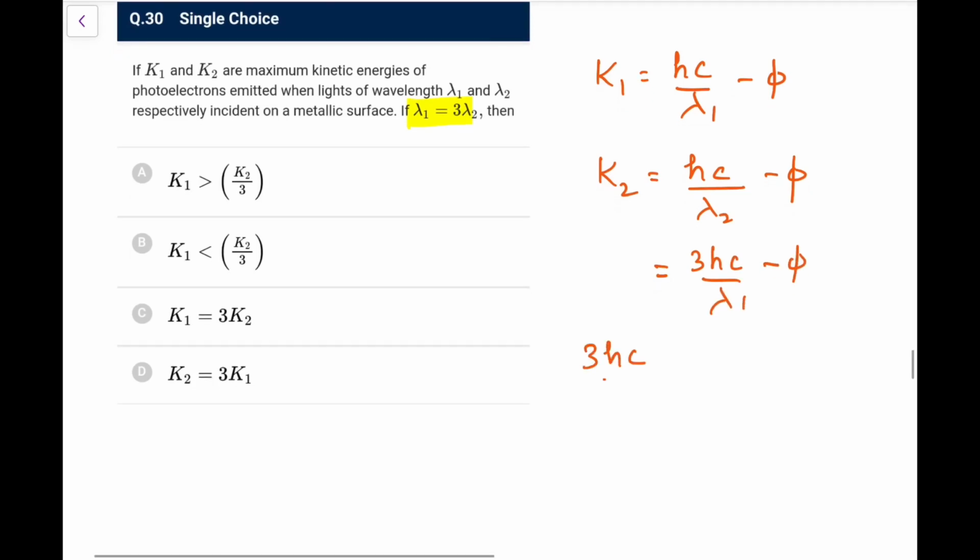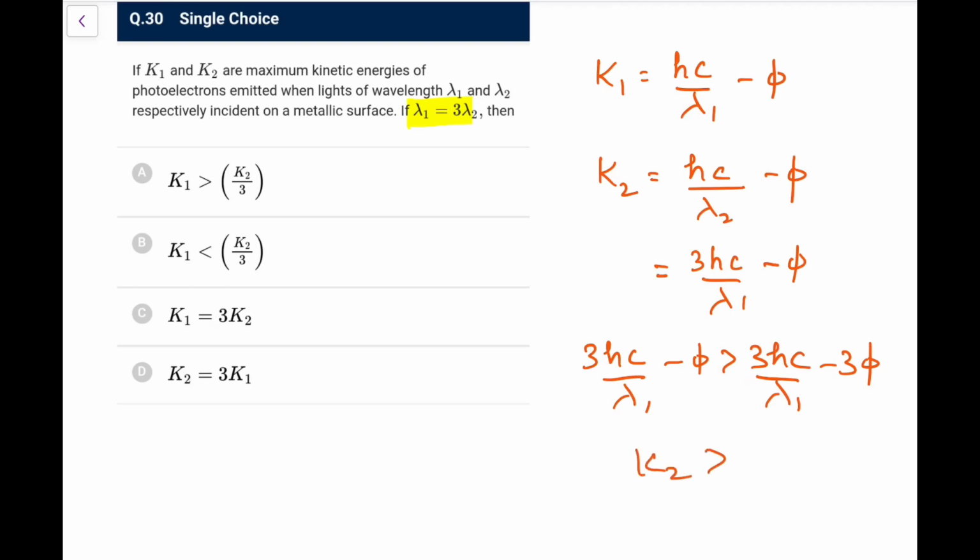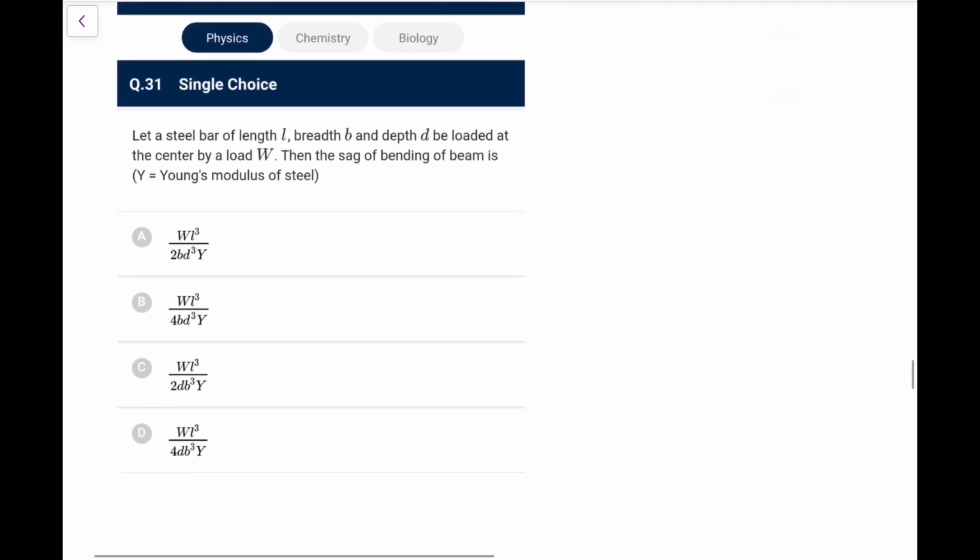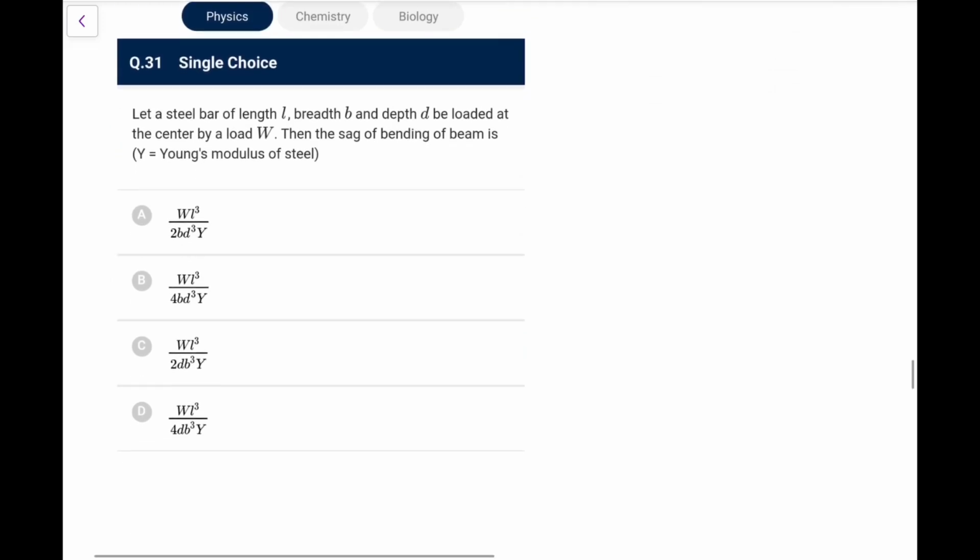Now you all know 3hc by lambda 1 minus phi is greater than 3hc by lambda 1 minus 3 phi. So what I can make out is K2 is definitely greater than 3 times K1. So option B is the appropriate one. This is also a very common style question that has come again and again.